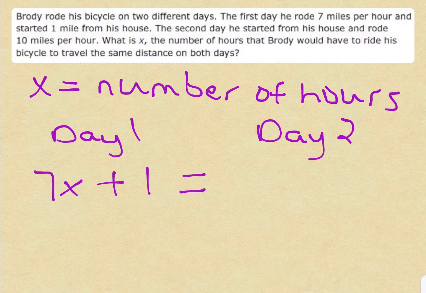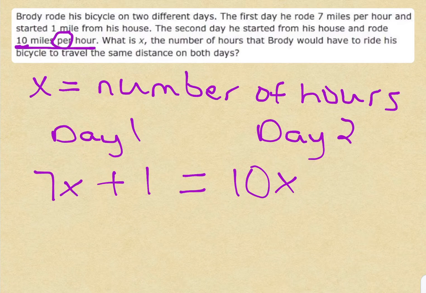Now to look at the second day. The second day, he started from his house and rode 10 miles per hour. He rode 10 miles per hour. How do you think we're going to write that on the right side of the equation? It's just like the 7 miles per hour, but instead of 7, it's 10. So he's riding a little bit faster at that rate.